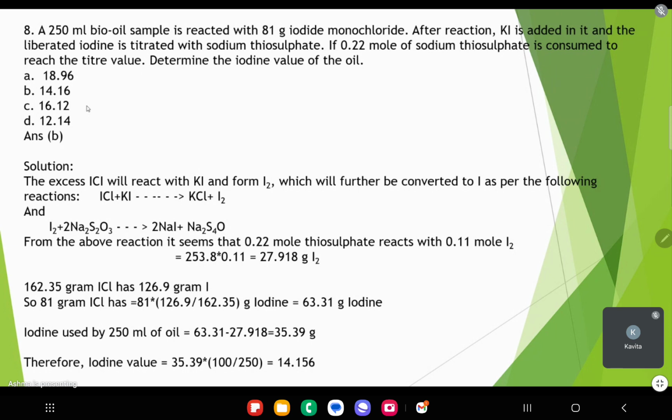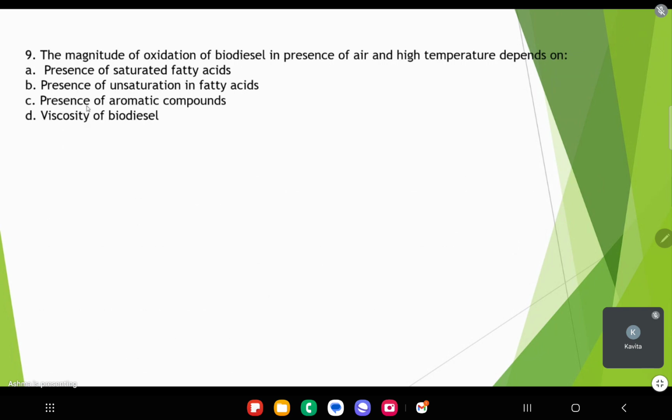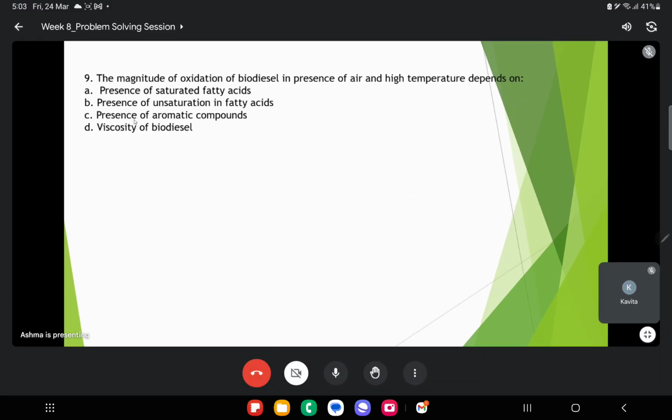So we have two more questions. The next question is, the magnitude of oxidation of biodiesel in presence of air and high temperature depends on A, presence of saturated fatty acid, B, presence of unsaturation in fatty acid, C, presence of aromatic compounds, or D, viscosity of biodiesel. So I'll give you 2 minutes. Just take your time and write your answer in the chat box.